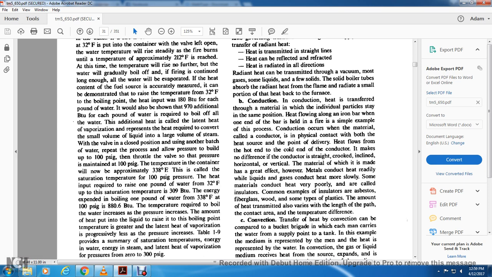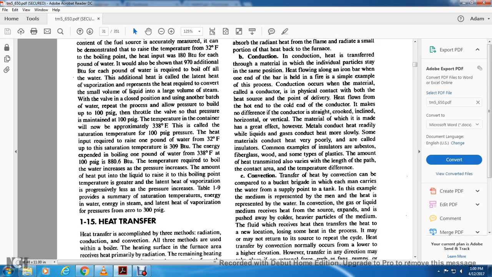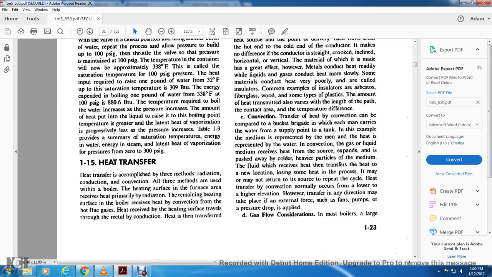However, metals conduct heat readily, while liquids and gases conduct heat more slowly. Some materials conduct heat very poorly and are called insulators. Common examples of insulators are asbestos, fiber, glass, wood, and sometimes plastics. The amount of heat transmitted always varies with the length of the path, the contact area, and the temperature difference.